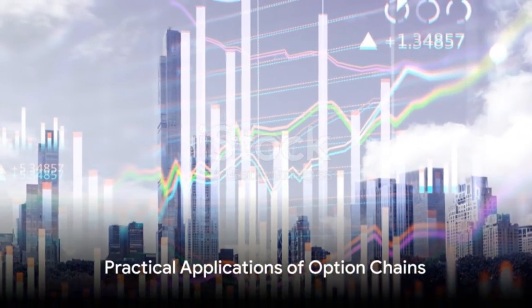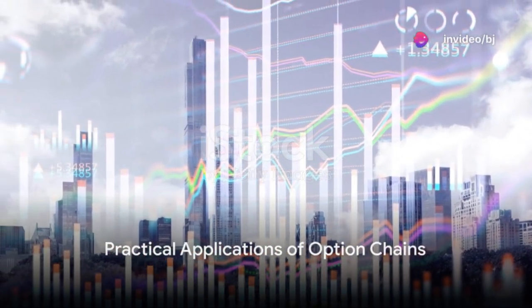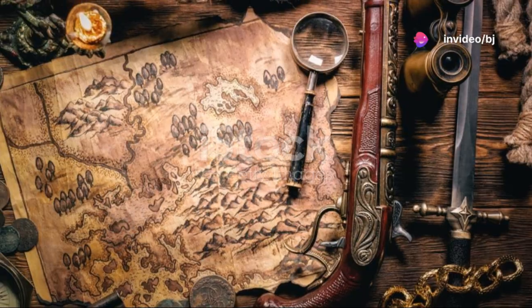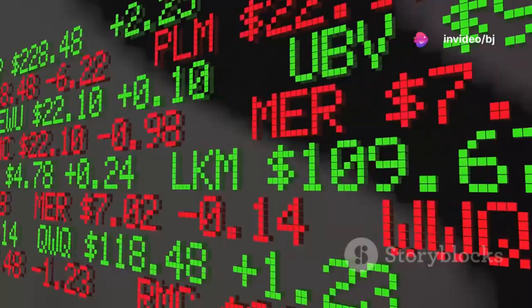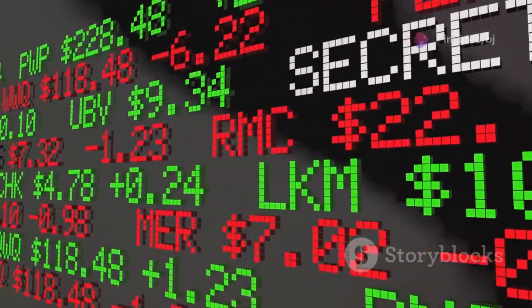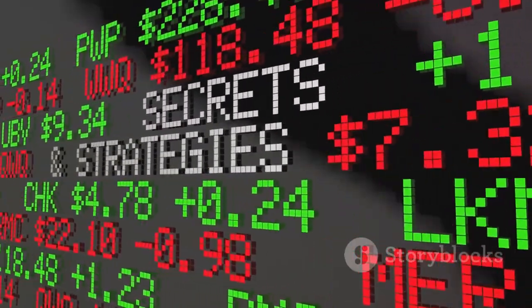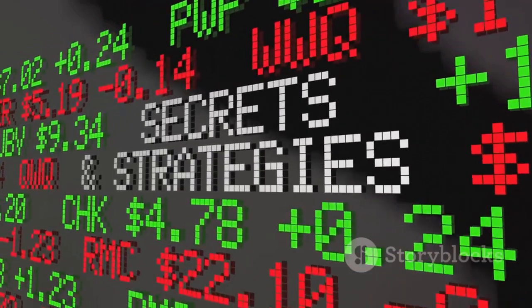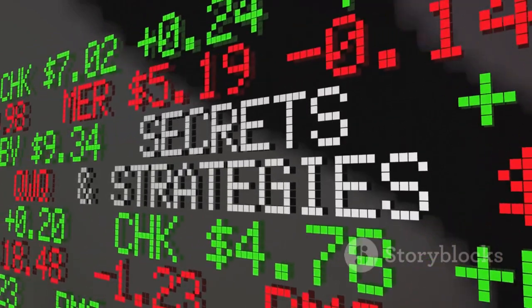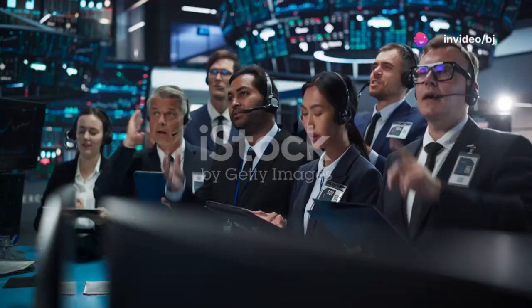Having the data is one thing, but using it effectively is where the magic happens. In the world of trading, an option chain isn't just a list of prices and dates, it's a treasure map, guiding savvy investors to make informed decisions. Let's explore how you can use this map to find trading treasure.